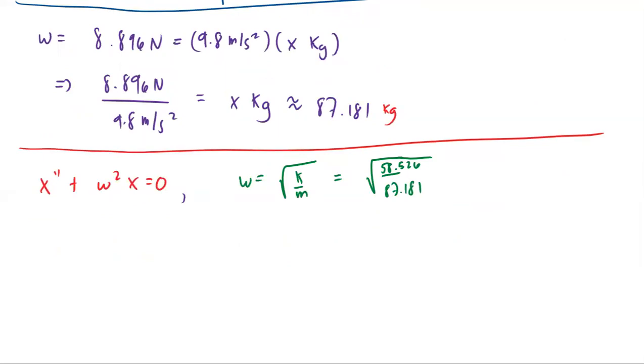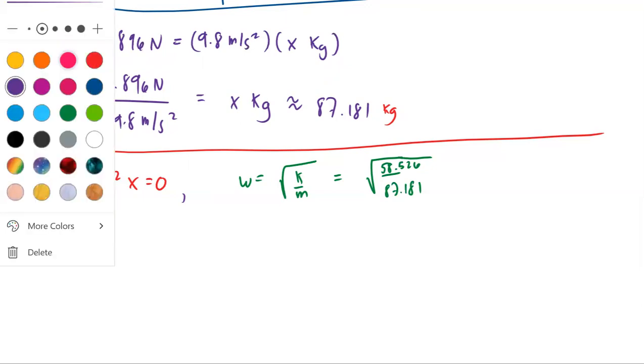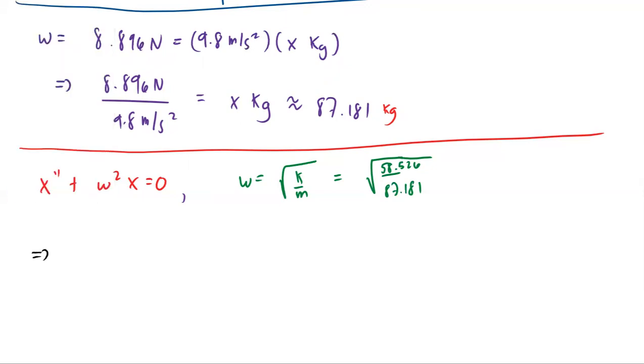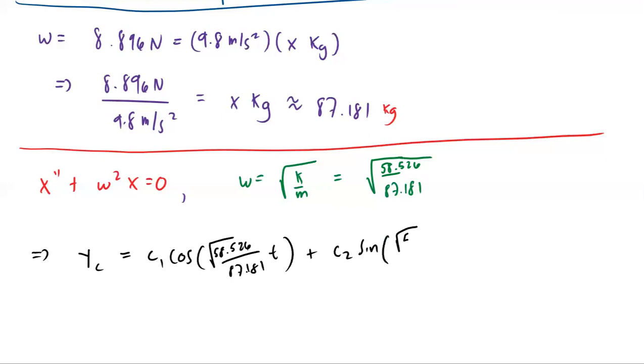Now, that's all we need, right? You can go through all the work, but we already did that when we found the general solution. All we really needed to know was to find w. So let me do it in another color. So it implies the general solution, and it's a homogeneous differential equation, so I'll write it as y sub c equals c1 times cosine of w, which is the square root of that number, 58.526 over 87.181 t, plus c2 times sine of that. The square root should be on everything.